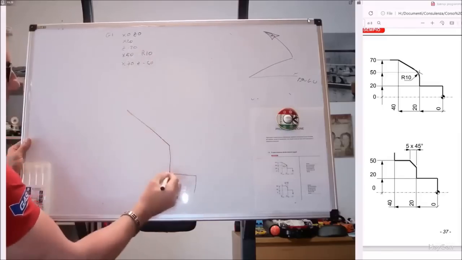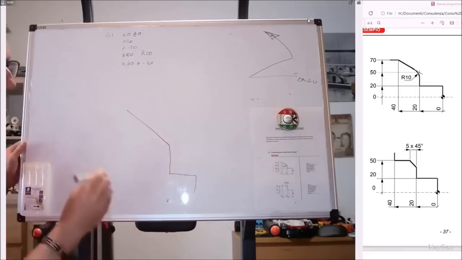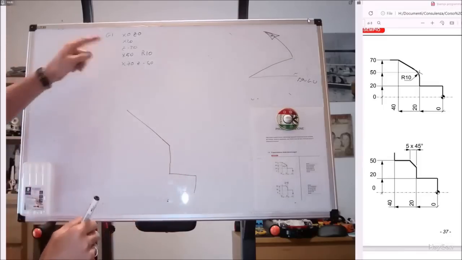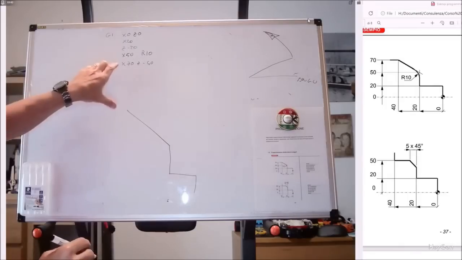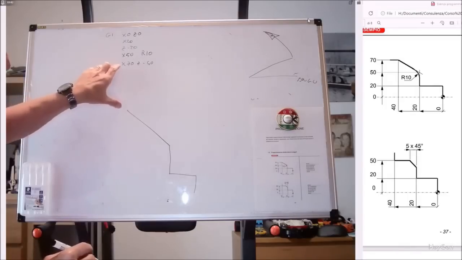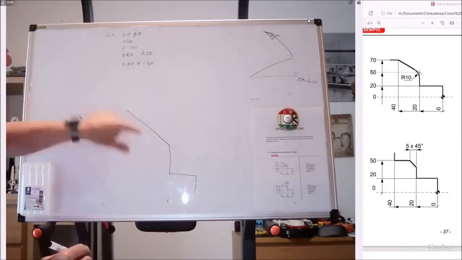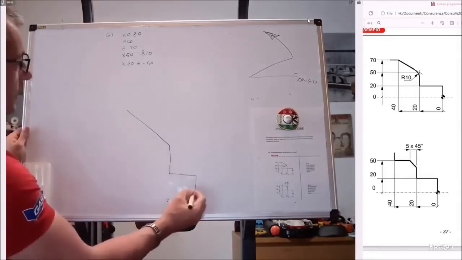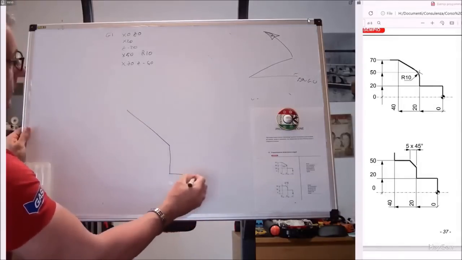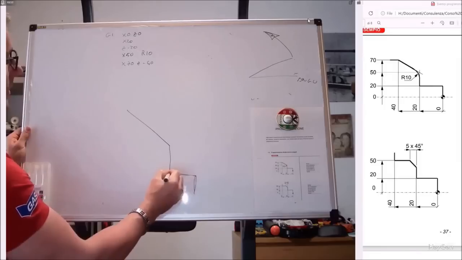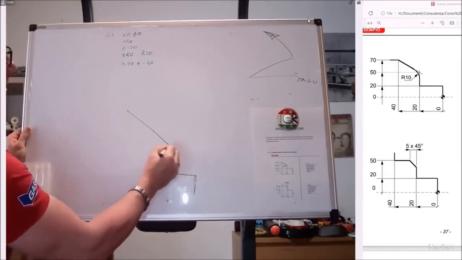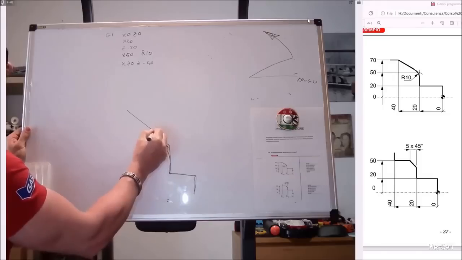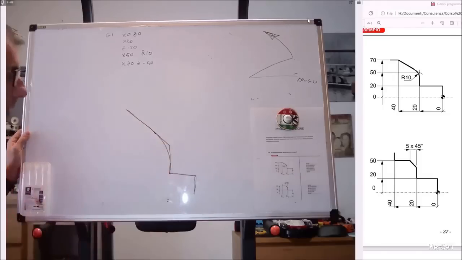If I hadn't written R10, the machine would have done this. With R10, remember that lathes do not read block by block as you do, but they have already read the next 10 or 5 blocks in order to calculate the path. So the machine says x0, Z0, X20, Z20, X50. I have a radius of 10. Let's start doing it and go tangent to this line relative to this point.